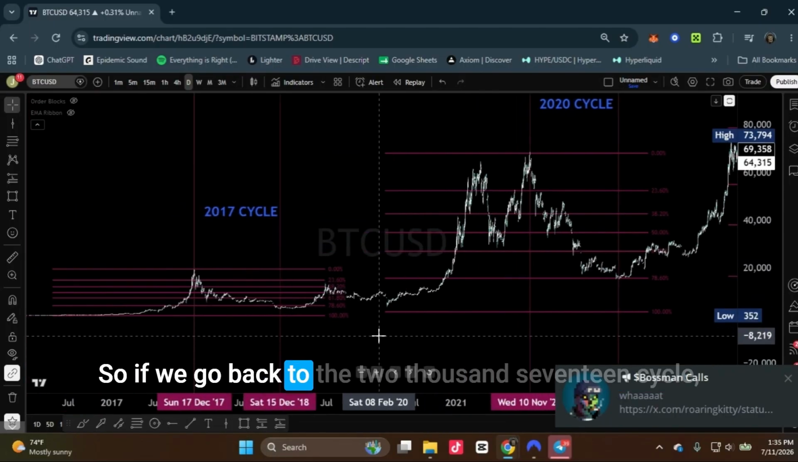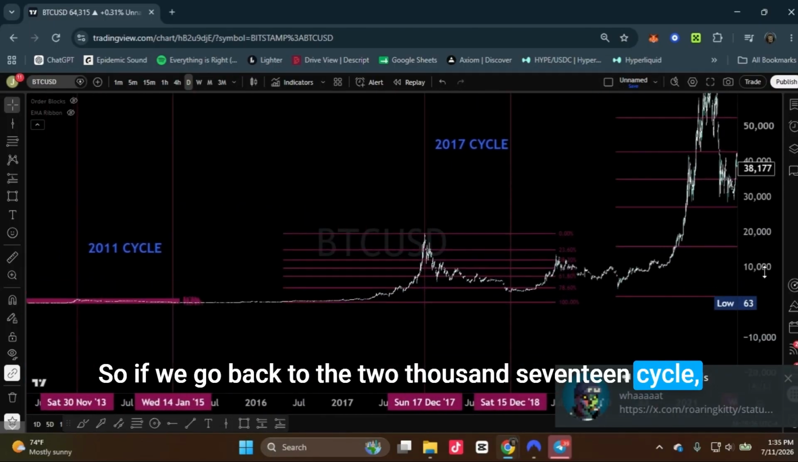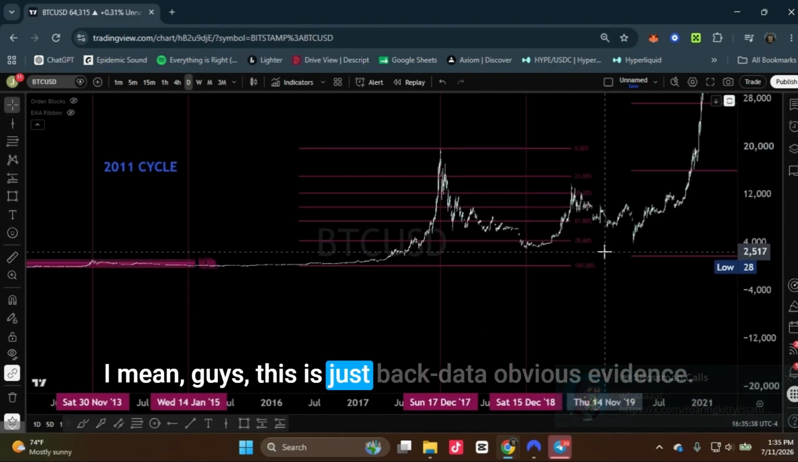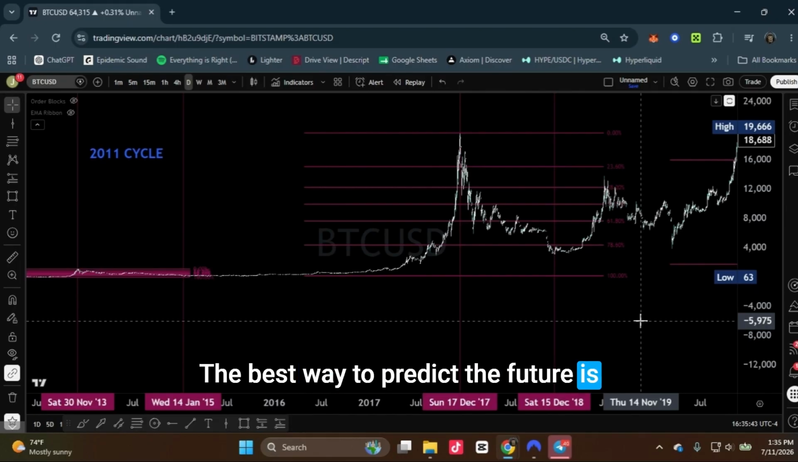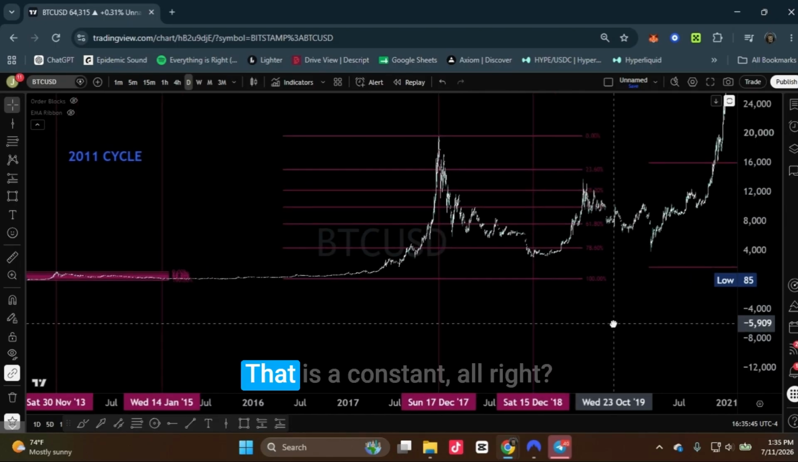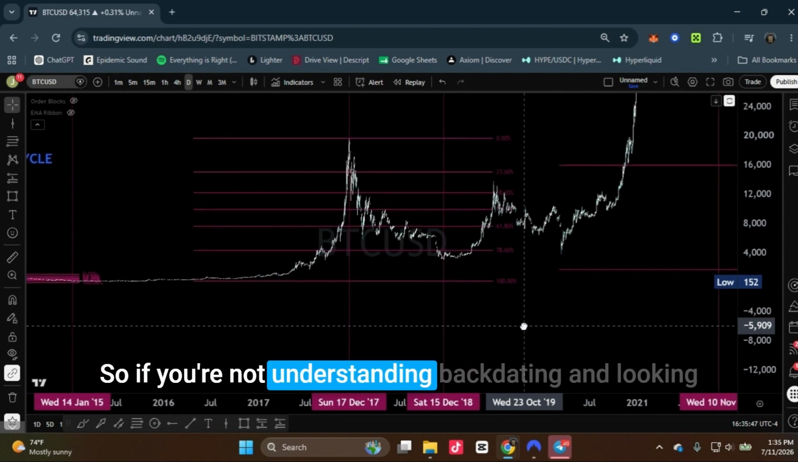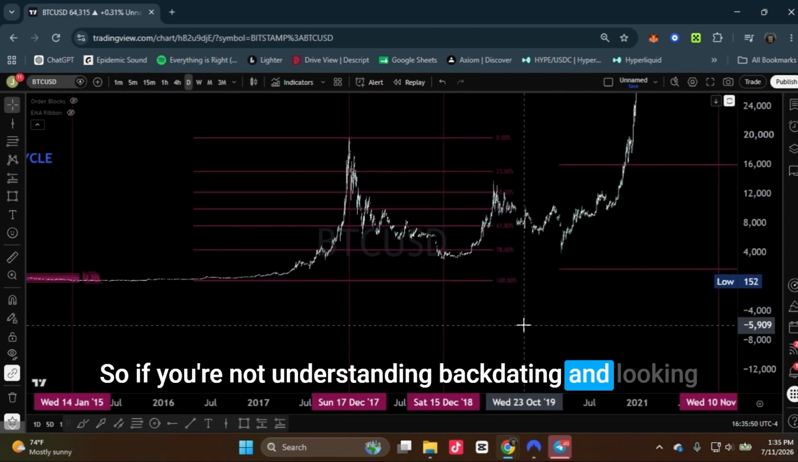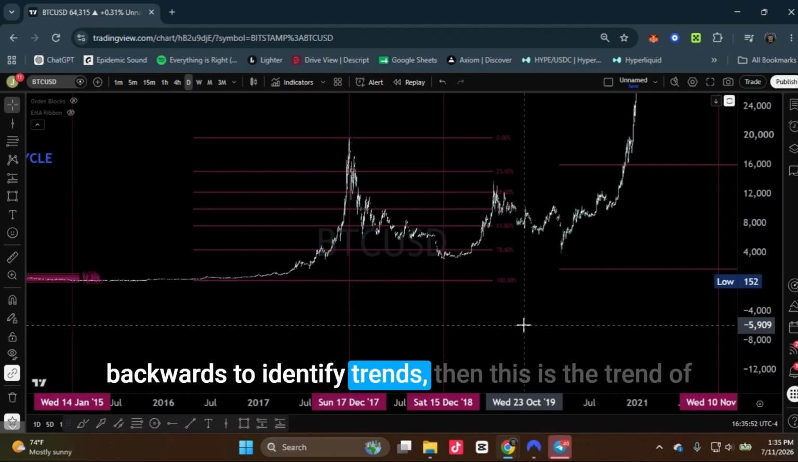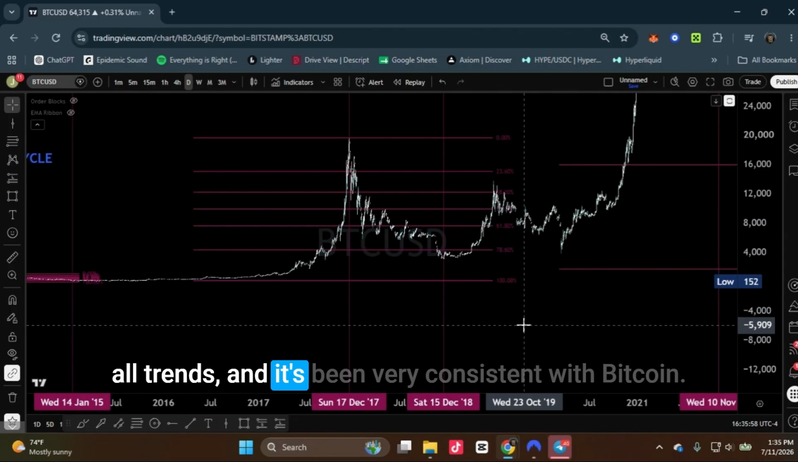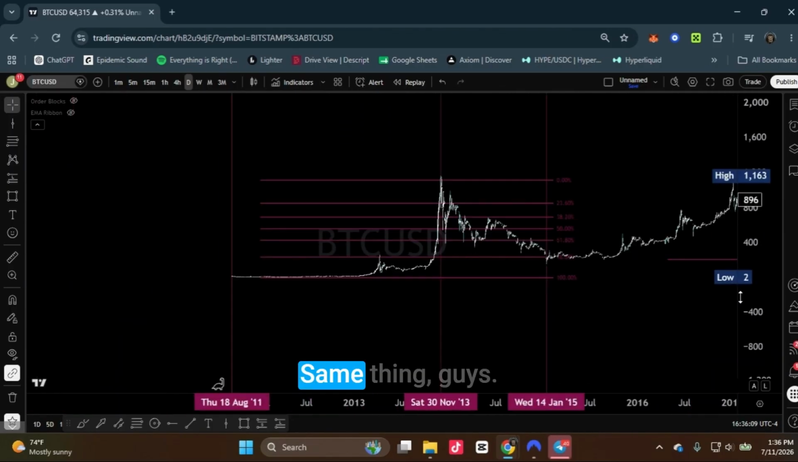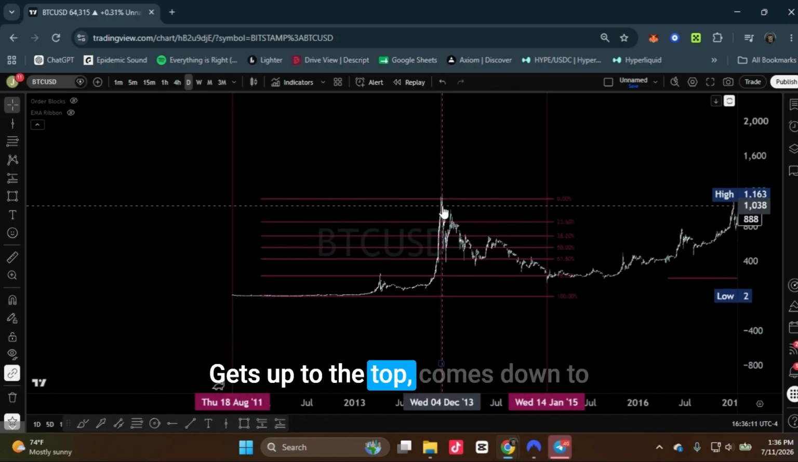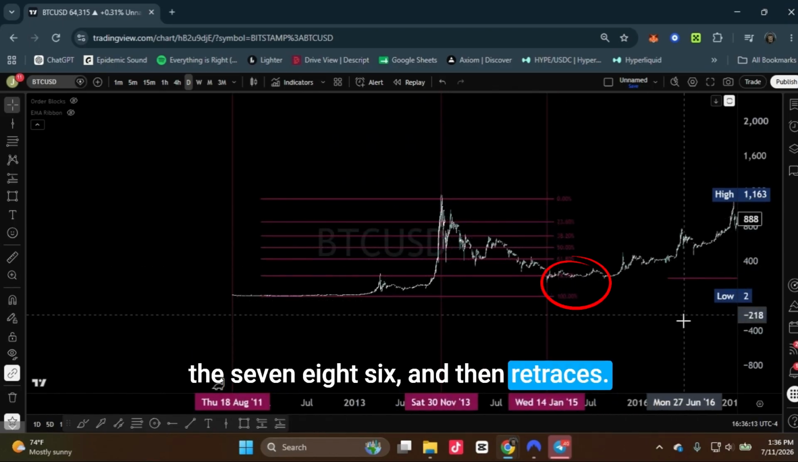If we go back to the 2017 cycle, guys, this is just back data, obvious evidence. The best way to predict the future is by looking backwards and trading. That is a constant. If you're not understanding looking backwards to identify trends, then this is the trend of all trends, and it's been very consistent with Bitcoin. I'll go back to the first cycle in 2011. Same thing, guys. Gets up to the top, comes down to the 786, and then retraces.